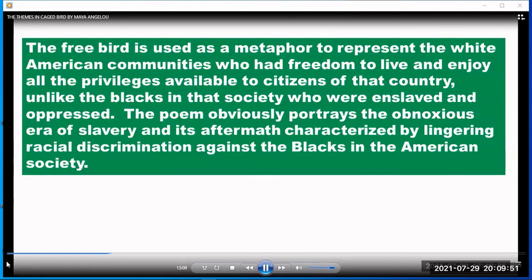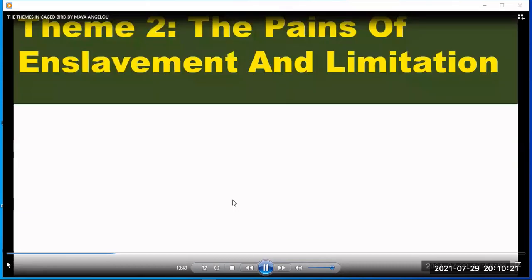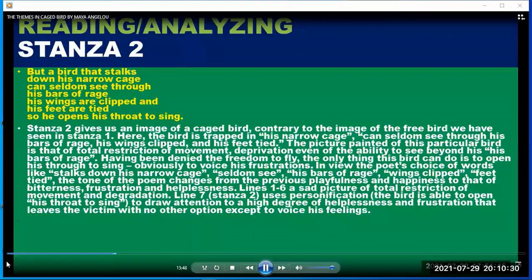It is called color bar. It is called racism, and it reigns supreme in the American society of the 1950s, or the period during the era of the slave trade, all right? And even after the abolition of the slave trade, racism thrived, and the African Americans were deprived of their rights. Now, we can see exactly theme number 2 is about the pains of enslavement and limitation.